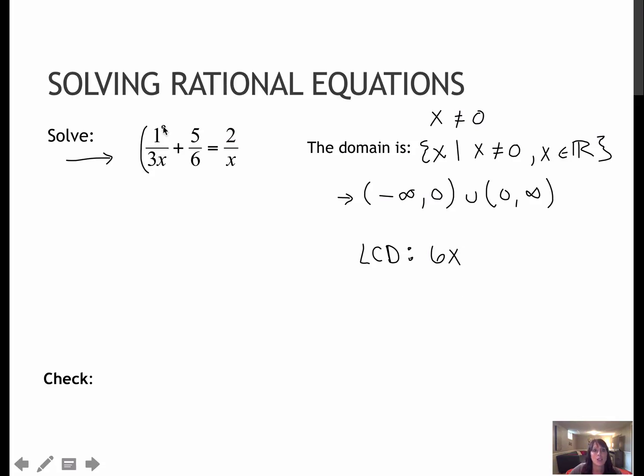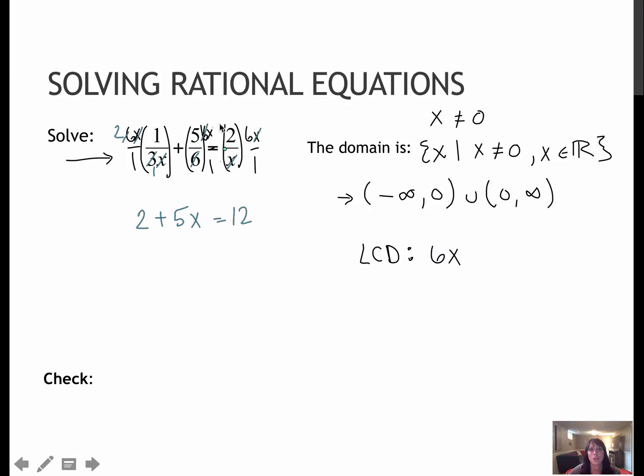What that means is I'm going to take each of these terms times 6x. So just as we did with our clearing fractions technique, what's going to happen is those fractions are all going to go away. On the first example, 6x and 3x, the 6 and the 3 would reduce to 2 and the 1, and then of course my x's would go away. So 2 times 1 is 2. For my second term, 6 and 6 would go away, which leaves me with 5 times x, or 5x. And for my last term, x and x go away, which leaves me with 2 times 6, or 12.